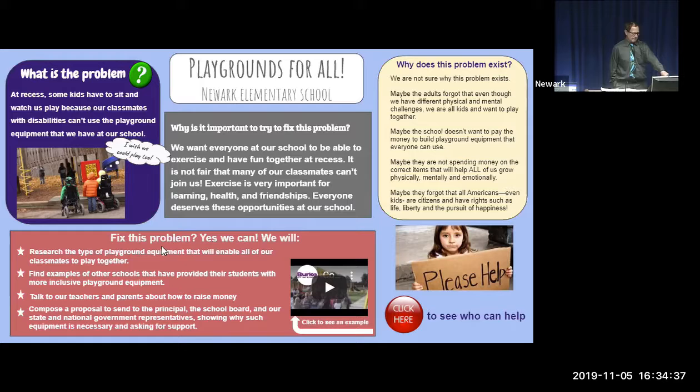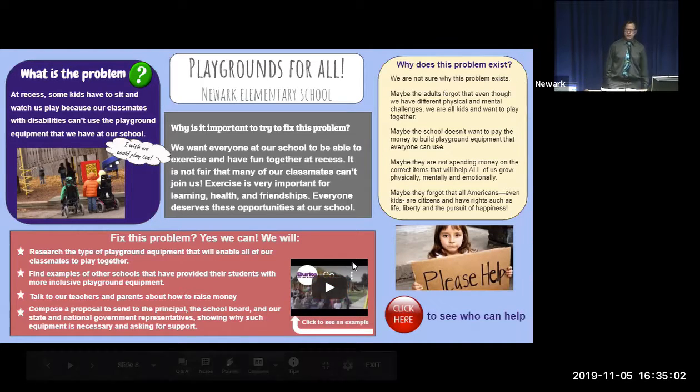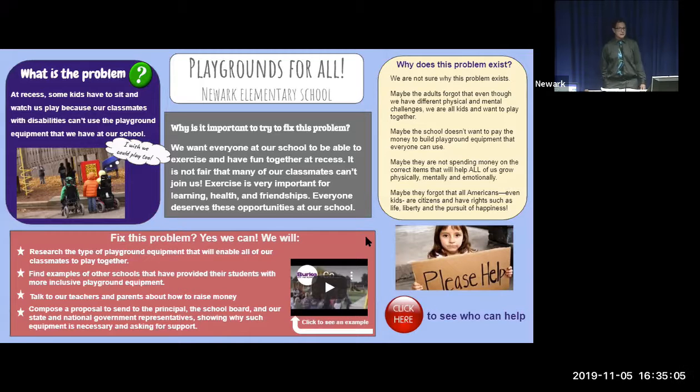And then the next step is fix the problem. So how are we going to fix this problem? Well, you're going to have to figure out what kind of playground equipment would work here. Are there other schools that actually have done this? Maybe you can get some ideas from them. Talk to the teachers and parents. You might have to raise money for this. So there has to be some real ideas about how to fix this problem. Not that there's a problem, complain about it. What could you do to fix this? And actually 4th and 8th graders, especially 4th graders, are really good about that part. They have ideas on how to fix it.